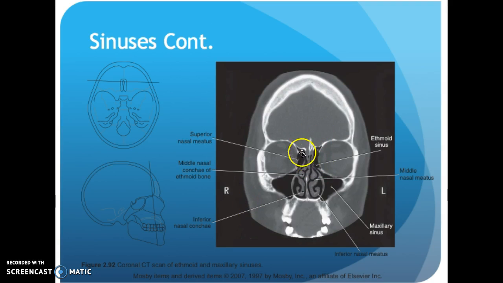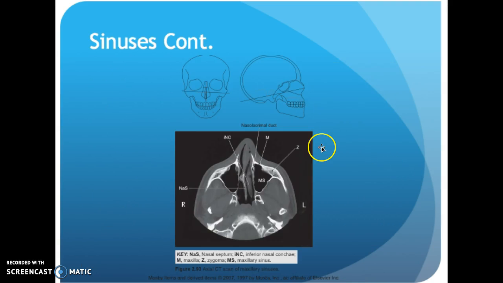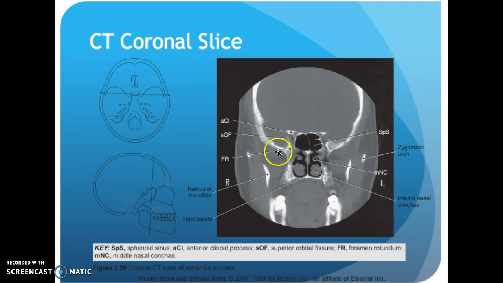Ethmoid sinuses here on CT, coronal. And you can see your middle nasal meatus with your inferior nasal meatus, and your concha, your inferior nasal concha with your middle nasal concha. Okay, so maxillary bone, zygomatic bone, maxillary sinuses, nasal septum with your inferior nasal concha. This is CT coronal slice. Here is your sphenoid, your middle nasal concha, your inferior nasal concha.